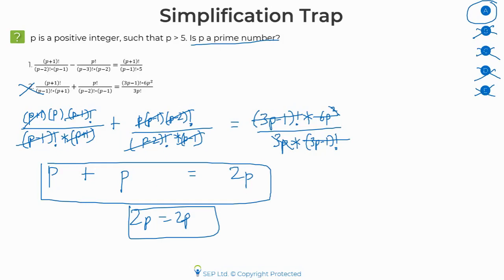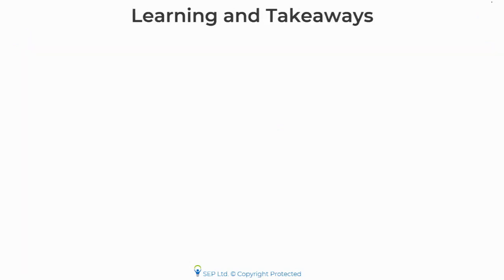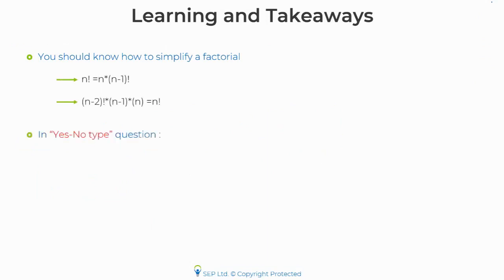So what do we learn from this? In questions like these, where there are specific types of expressions like factorials, you should know how to simplify a factorial. You should learn to observe what can be taken common and cancel off those terms. And in a yes no type of question, remember that you can get a no. Remember, we answered the question with a no using the first statement. We said no, p is not a prime number. This is something I've mentioned earlier also, but just taking this opportunity to reinforce.